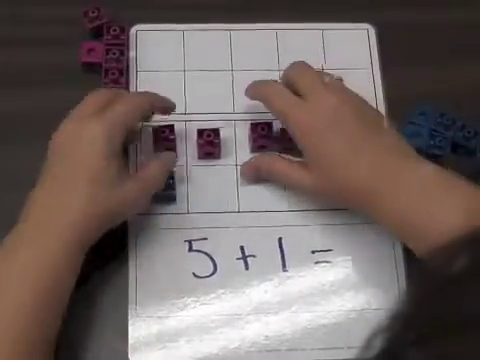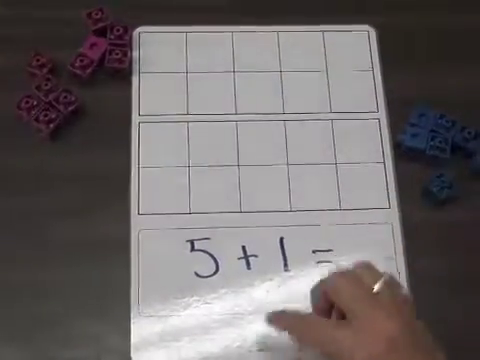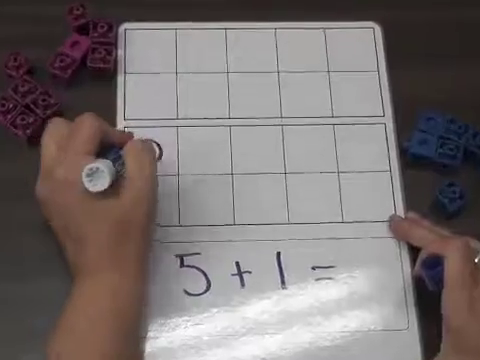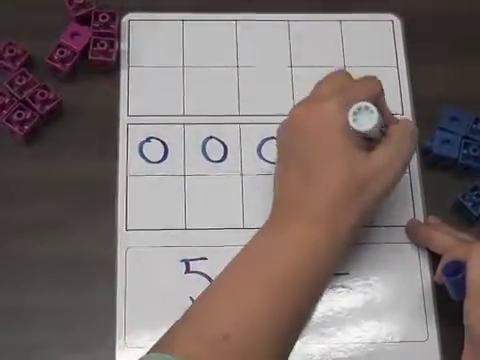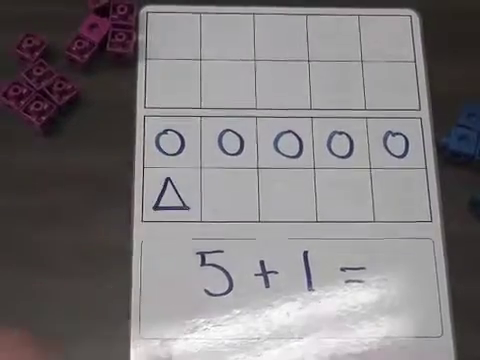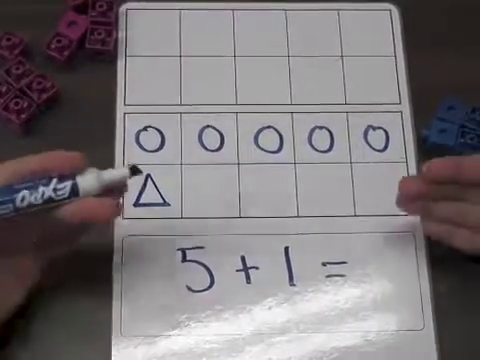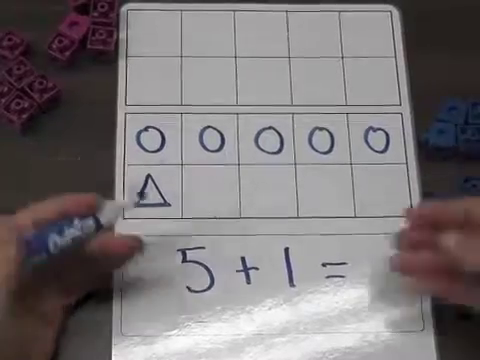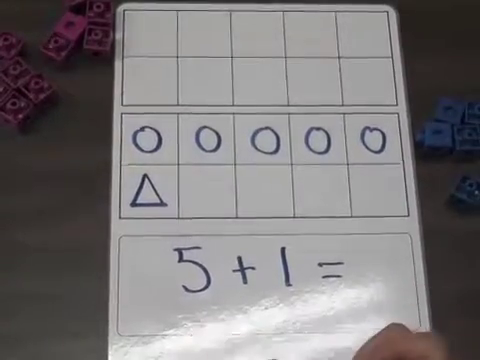Now this also can then progress to doing pictures. So if I had 5 plus 1, we could do 5 circles. And then we could either change color of our marker, or for this one we could just do like a triangle. So we're still doing the same thing, only this is the picture level. We have the concrete level, and then comes the pictures.